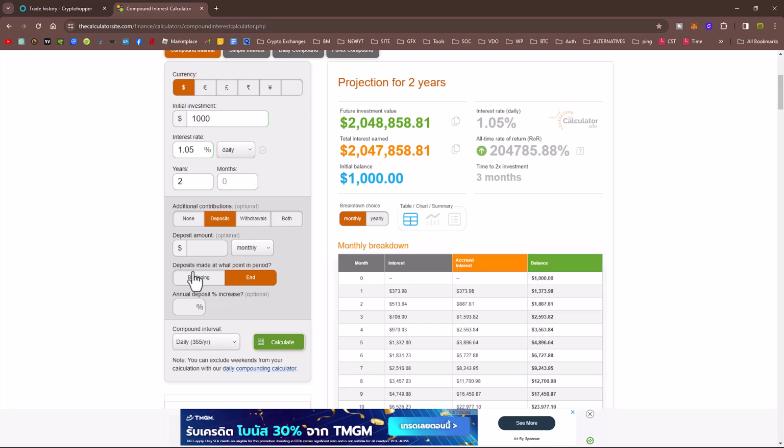Let's add $100 a month from our salary. Alright, is it going to be the end of the month? Is it going to be the beginning of the month? Well, if I choose the beginning, it's going to add in the $1,000 plus that $100, so it'd actually be starting from $1,100. So I'm going to say the end of the month. Alright, so shall we calculate that? I think it's all set.